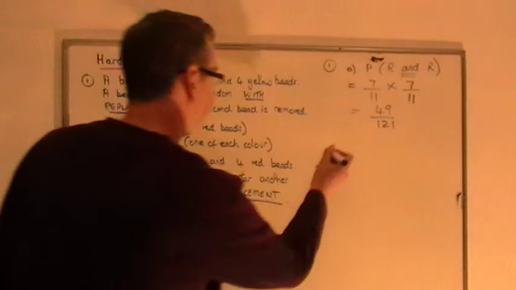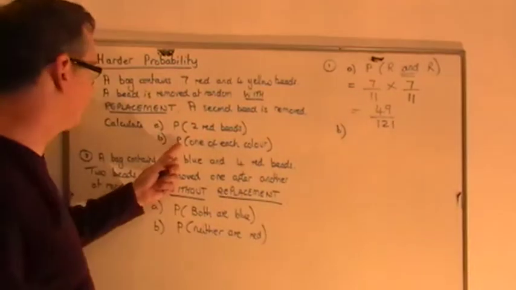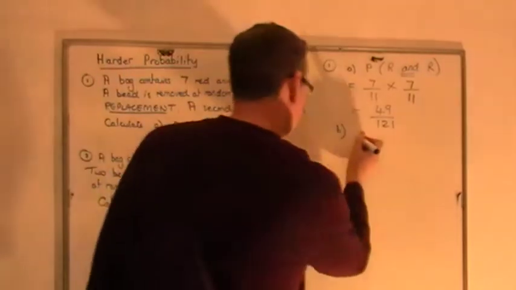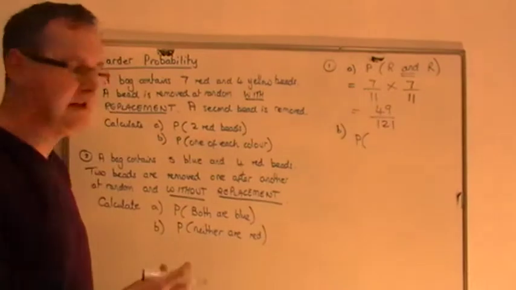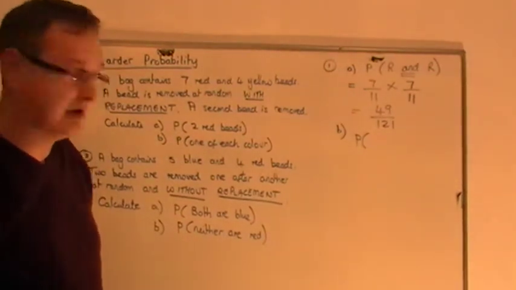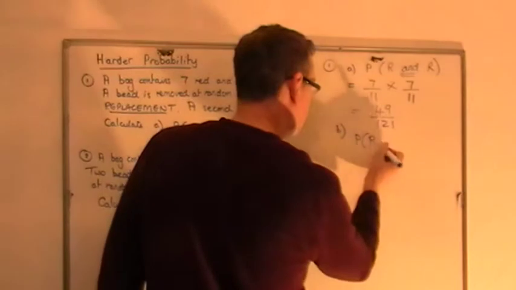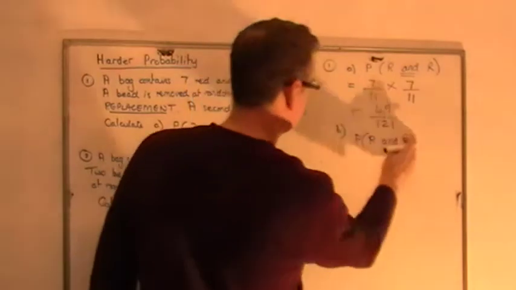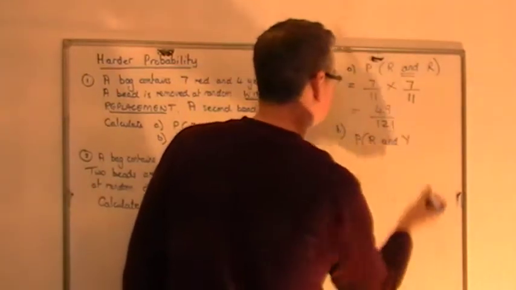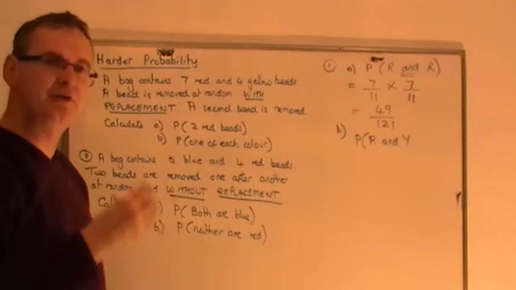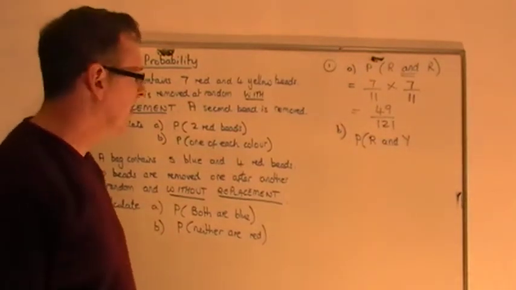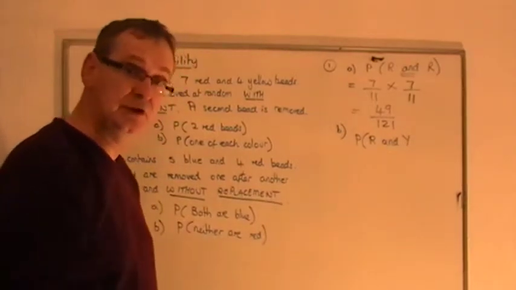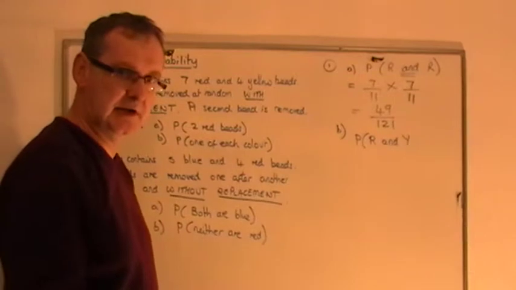Okay, part B. Part B says, what's the chances of getting 1 of each colour? Okay, so probability of. Now, you need to rephrase it using the word and. So, for example, you could get a red on the first go and a yellow on the second go, we're talking about yellow, not blue. But that's not the only option that you've got. You could either get a red and a yellow, or alternatively you could get a yellow on the first go and a red on the second go.